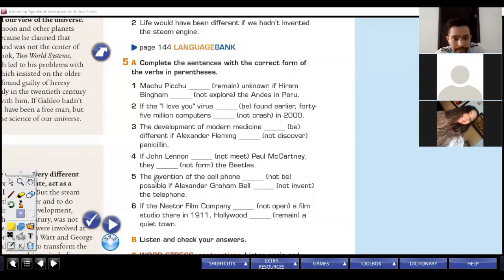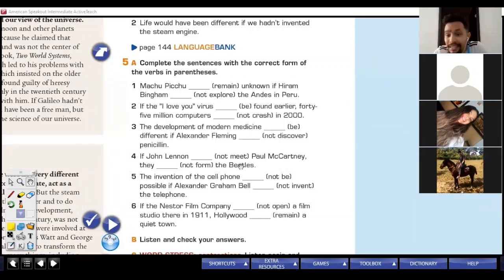All right. Number four. If John Lennon. All right, complete that one. Go ahead, guys. Come on, don't think too much. Just try to do it. If John Lennon hadn't met Paul McCartney, they wouldn't have formed the Beatles. All right. What is the past participle of the word meet? Met. So if John Lennon hadn't met, remember, met Paul McCartney, they wouldn't have formed the Beatles. All right, good. Number five.